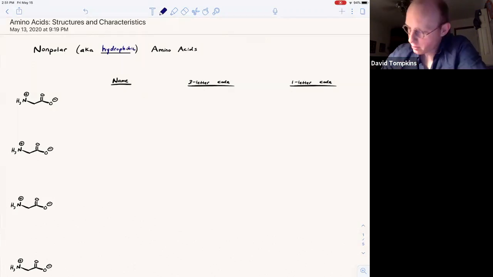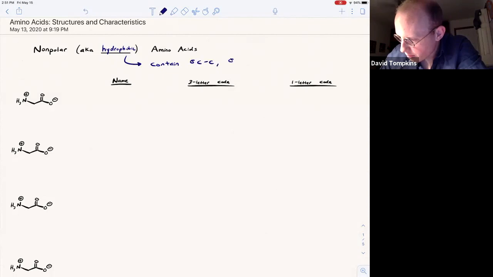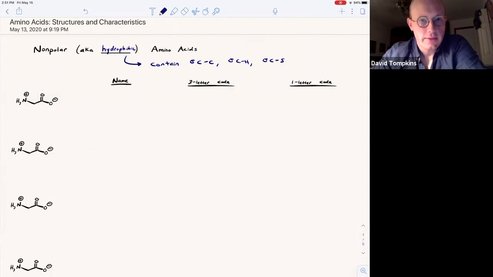So hydrophobic amino acids are going to contain carbon, hydrogen, and maybe a carbon-sulfur sigma bond in the side chain. But there are no permanent dipoles.